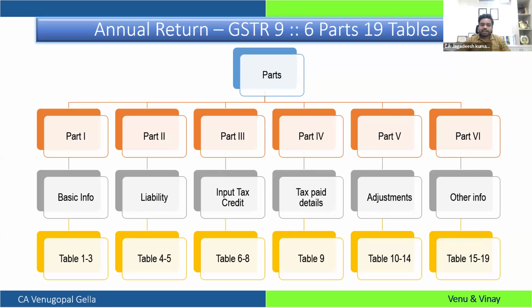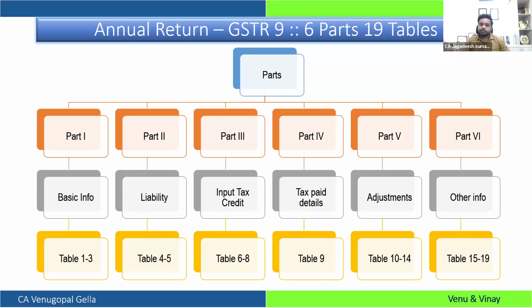And coming to part 5, adjustments. This is the most important part. If you have reported any turnover pertaining to the previous year, that is 23-24, in the current period, that is from April 2024 to November 2024, so if you have reported previous year turnover in the current year's 3B, that is up to November, you need to report it in part 5.